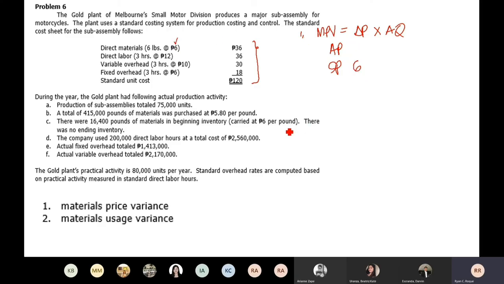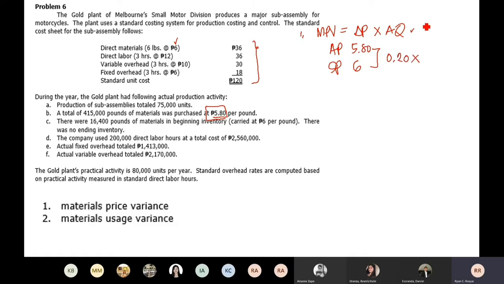Anong actual price natin? Okay? So, normally, naghahanap lang ako dito. I just scan the problem and look for what I need. Dito ko nakita, it was purchased at 5.80 per pound. So, 5.80. So, ang difference natin sa price ay 0.20.